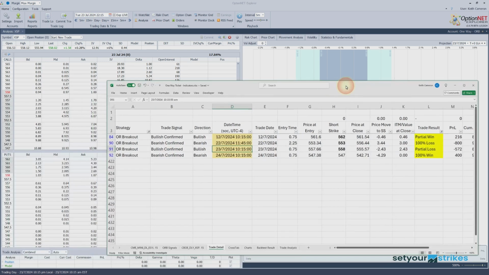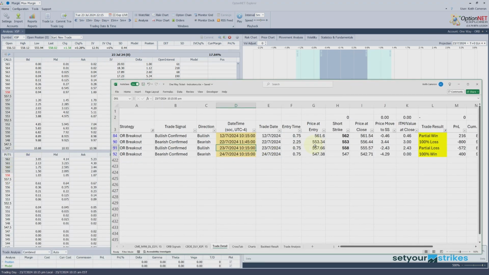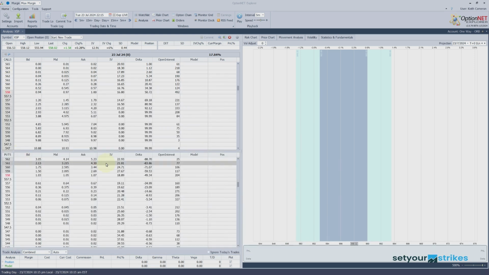Okay, short strike is at 558. That's where we are. We're saying that our price at entry is 557.66, 558.02. Again, we're rounding pretty much to the right number, I believe. You know, that is a 49 delta. So let's just set this one up. This is a bullish trade.